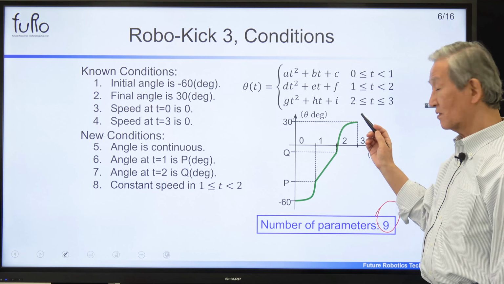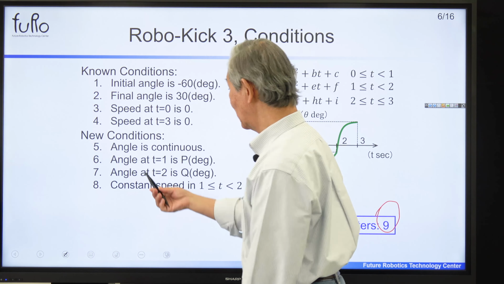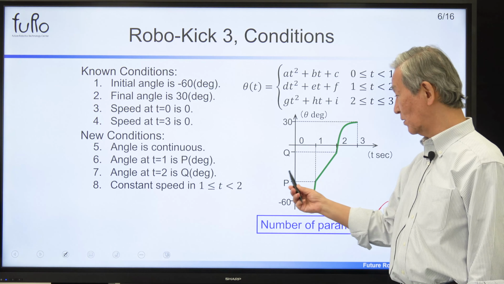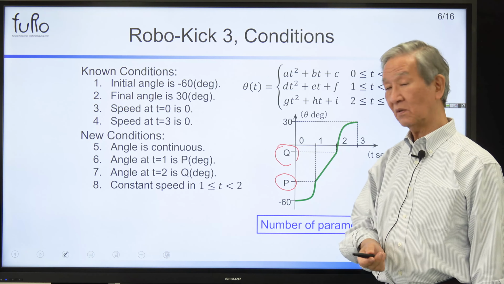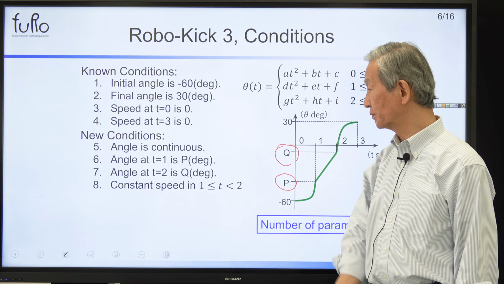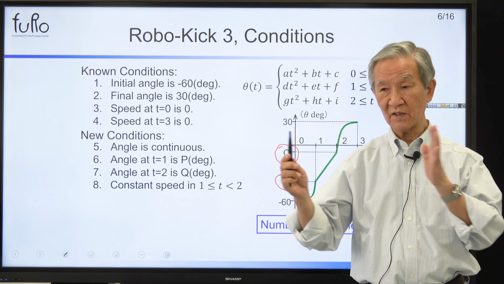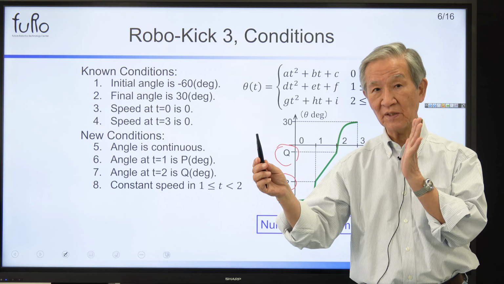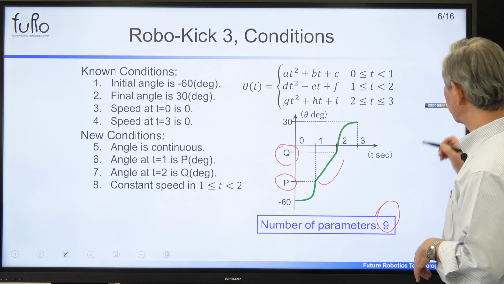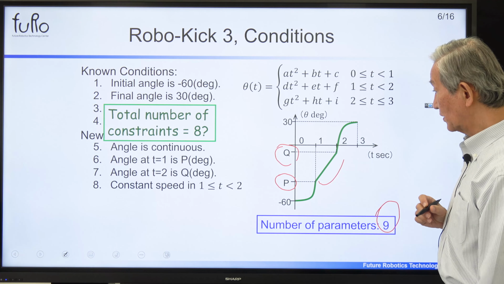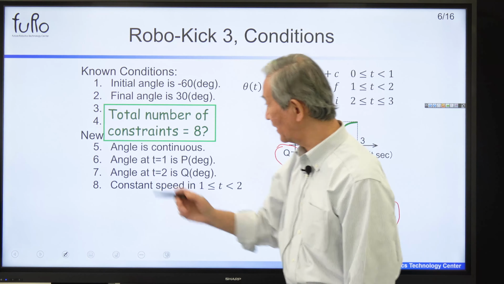Angle is continuous. Of course, angle doesn't change all of a sudden, right? It doesn't happen. And the angle at t equal to 1, we don't know yet, so I call that p. And the angle at t equal to 2, this one we don't know either, so I call that q. And according to the robot control, motor control, in the second stage you have a constant speed. So that's what I'm going to do. This part here, constant speed. Okay? So, total number of constraints, 1, 2, 3, 4, 5, 6, 7, 8.